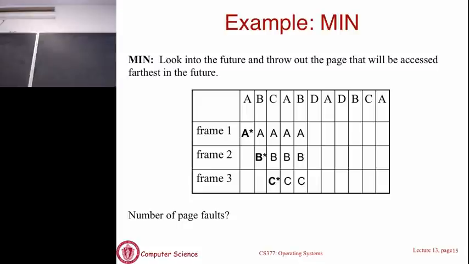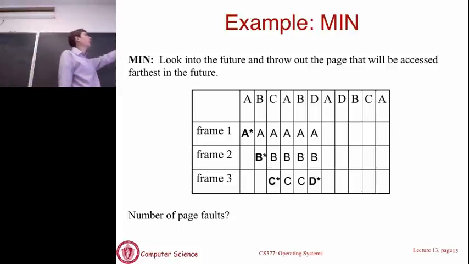B is going to be accessed 3 units in the future, or 4 rather, and C is going to be accessed 5 units in the future. So what are we going to replace? C, right? C is going to be the farthest, we're not going to use C for the longest amount of time, so we're going to evict C here, right? So this is different from what we were doing in FIFO.